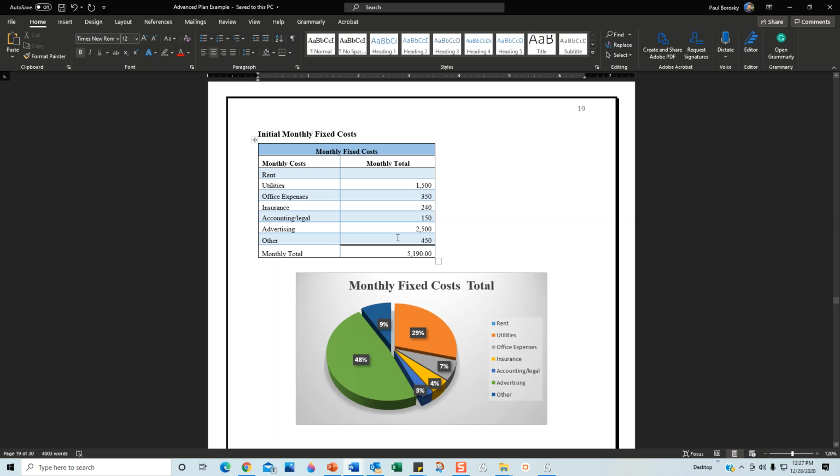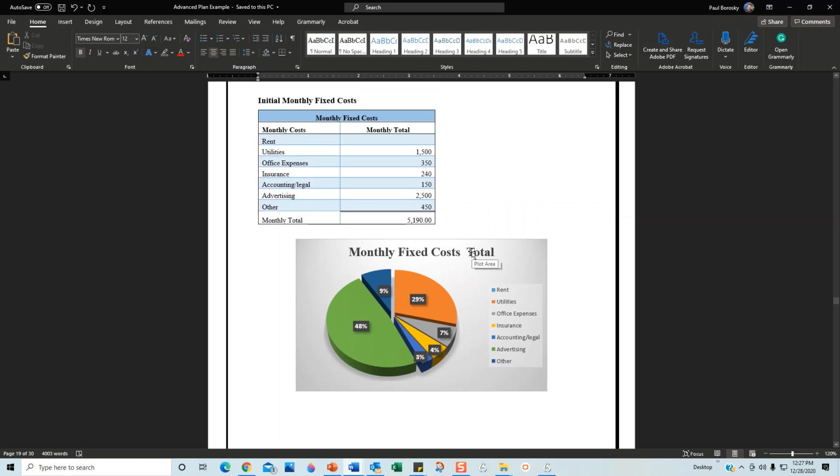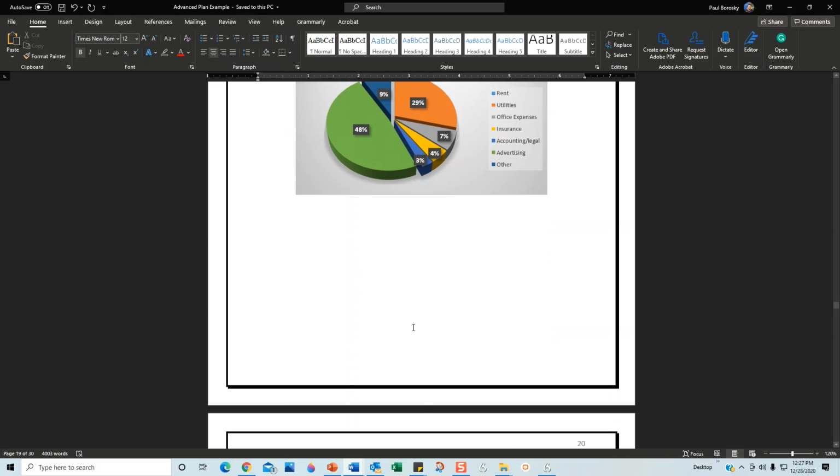It's a catch-all. There's just no way to know what other monthly fixed costs are going to come about through operations. So thus, the other is a great catch-all for that segment. Finally, I'm going to do a nice little graph right here. Monthly fixed costs. Going to break it out into percentages.